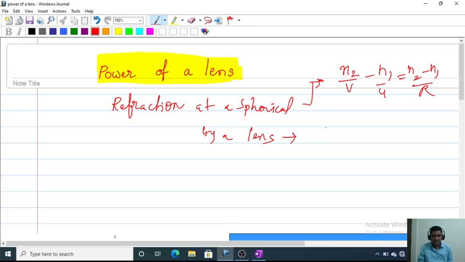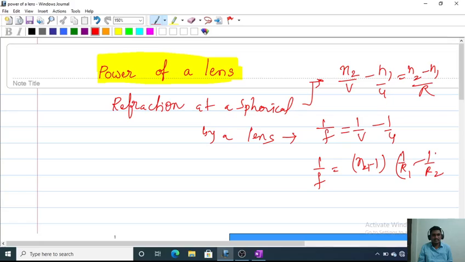In the second topic we have derived the lens formula, that is 1 by f is equal to 1 by v minus 1 by u, and also we have derived the lens maker's formula, that is 1 by f is equal to n2 by n1 minus 1 into 1 by R1 minus 1 by R2. This is the lens maker's formula. By using the formula for a curved surface we have derived these two formulae.